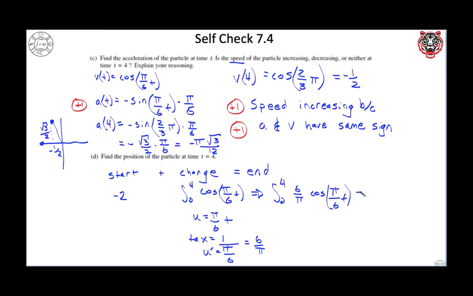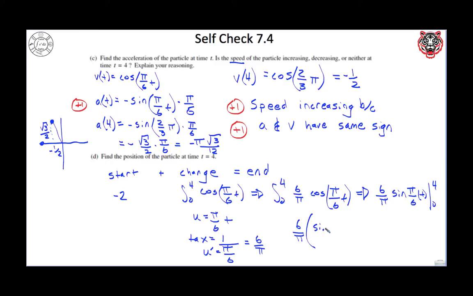And now I'm going to actually take the antiderivative. Antiderivative of cosine is? Negative sine. Anti-change is same, so it's the same sine. This is going to be 6 over pi sine of pi over 6t. And now I need to plug in 4 and 0, so 0 and 4. So when I plug in 4, I'm going to be left with 6 over pi. Technically, I can factor out that 6 over pi. That's a quick little trick. So I'm really doing sine of pi over 6.